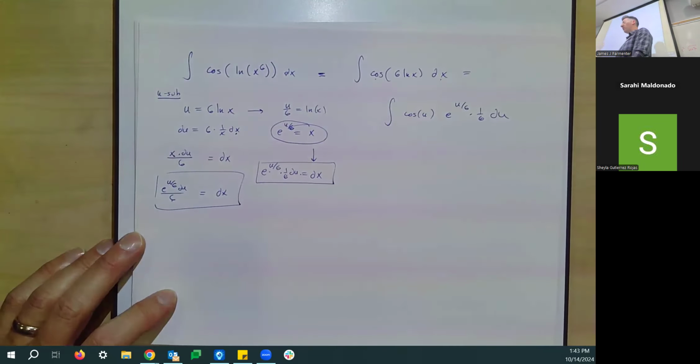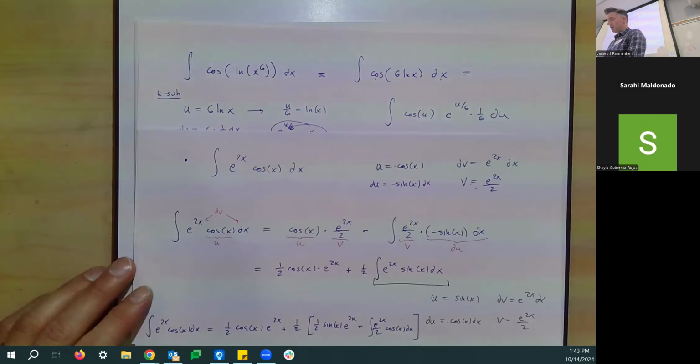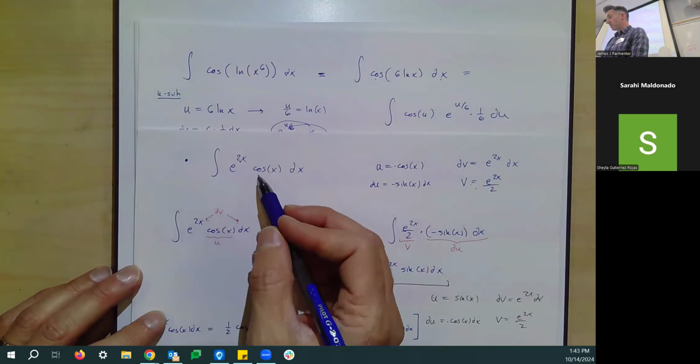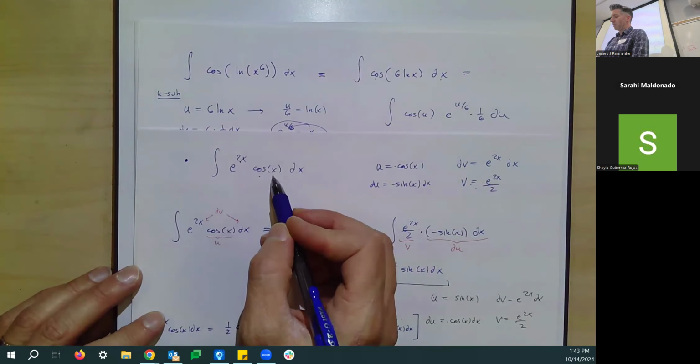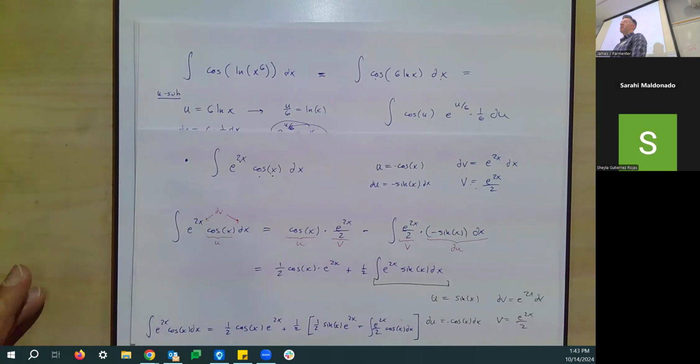And oh, wouldn't you know it? That looks a lot like the integral we just did. Not exactly, but essentially the same idea: e to the multiple of your variable times cosine of your variable. So you can start with a u sub there, and then you're going to be stuck with this double integration by parts problem where you end up with the same thing you start with.